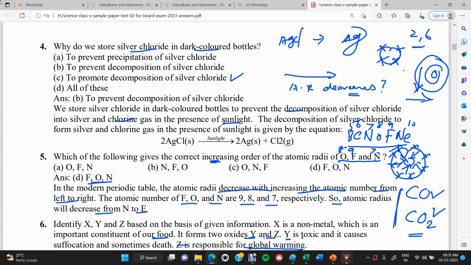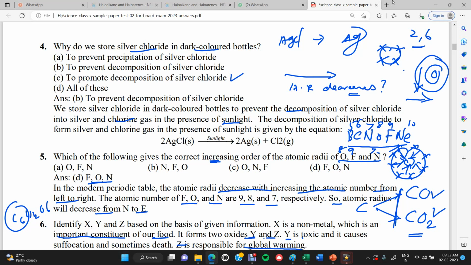So what will X be then? Exactly, super. Carbon forms two oxides, carbon monoxide and carbon dioxide. Carbon is an important constituent of our food. So what is our food? Carbohydrate. What is your food in the morning? Yeah, carbohydrate, rice. So what's the formula? C6H12O6. Carbon is the main component. That is why they gave us that carbon is an important constituent of food, with two oxides, CO and CO2.